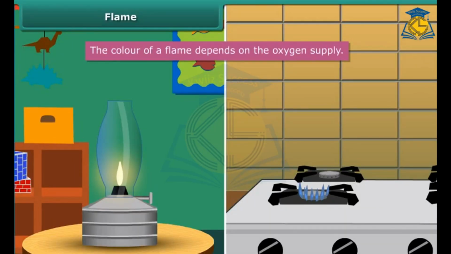When we look at the flame of a kerosene lamp, it is yellow in color, but the flame of a kitchen stove is blue. It is interesting to know that the color of a flame depends on the oxygen supply. If the oxygen supply is less, the flame will appear yellow due to incomplete combustion of fuel. And if it is more, the flame will appear blue due to complete combustion of fuel. Do you know how these flames are obtained?